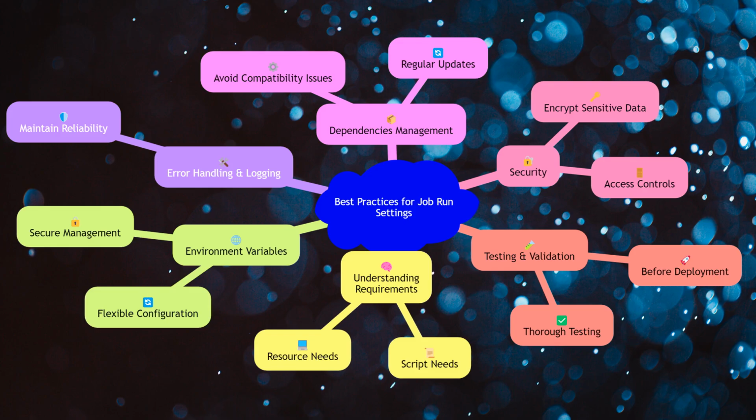To effectively configure job run settings, consider the following best practices. 1. Start with a clear understanding of your script's requirements and resource needs. 2. Use environment variables for flexible and secure configuration management. 3. Implement robust error handling and logging to maintain reliability. 4. Regularly update and manage dependencies to avoid compatibility issues. 5. Prioritize security by encrypting sensitive data and applying access controls. 6. Test and validate your script thoroughly before deployment. By following these best practices, you can ensure that your job run settings are optimized for performance, reliability, and security.